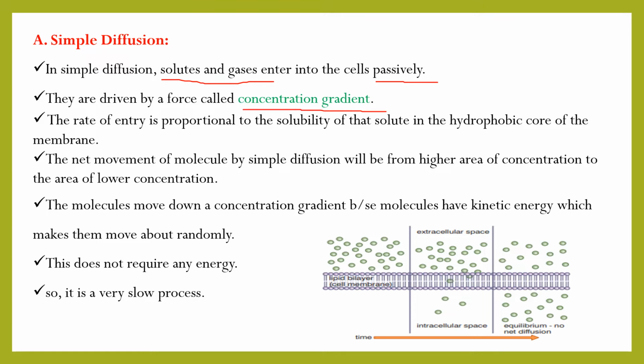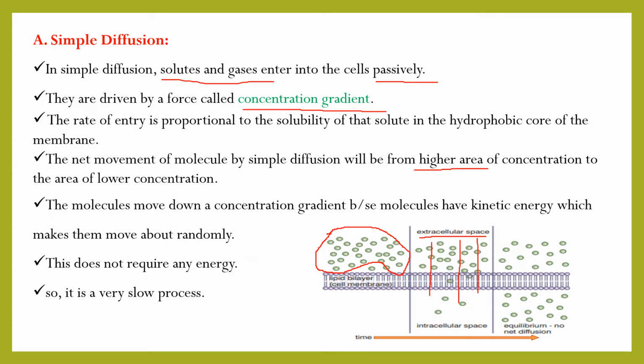The net movement of molecules by simple diffusion will be from an area of high concentration to an area of lower concentration. For example, here in this figure, before diffusion is carried out, the concentration of molecules is high at the extracellular part of the cell. But when time passes, these molecules diffuse into the cell little by little.